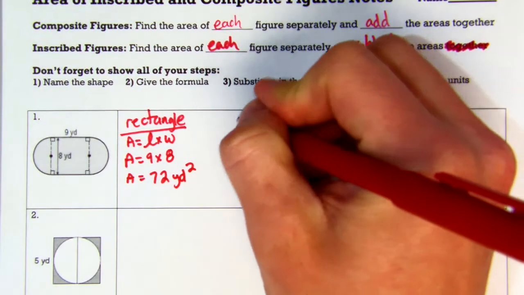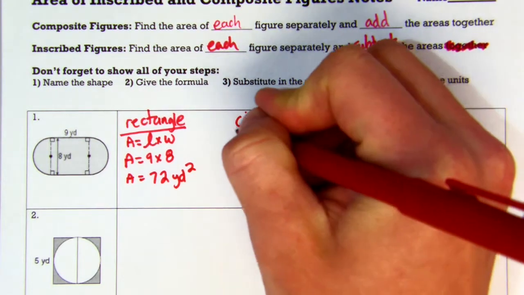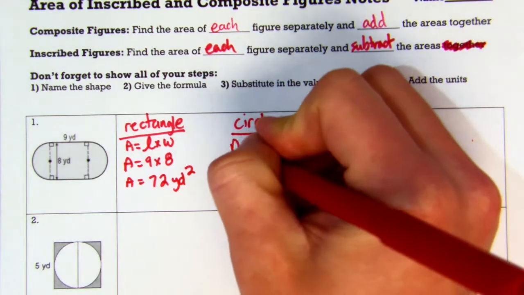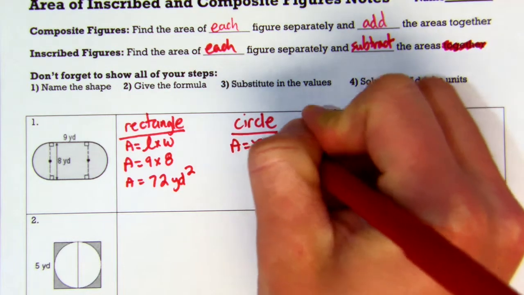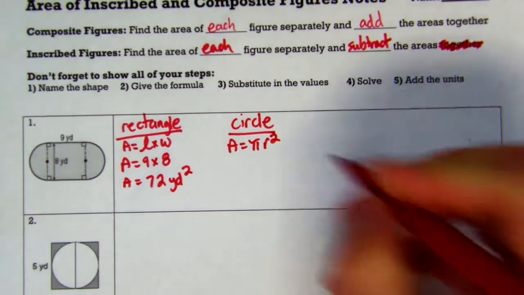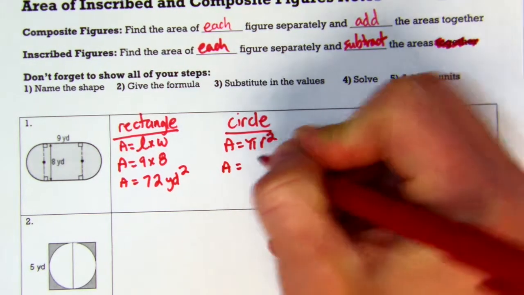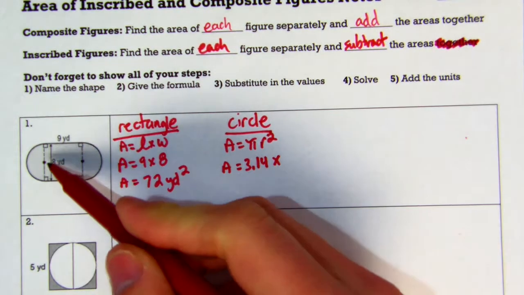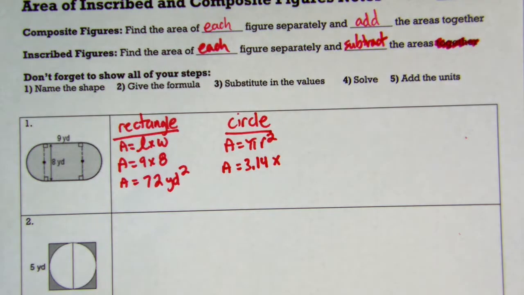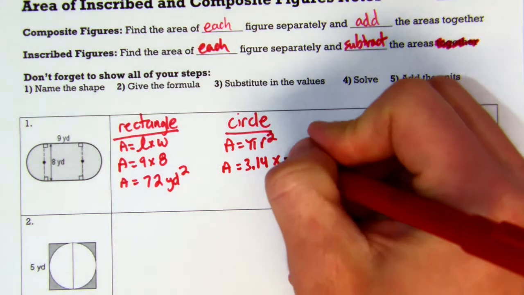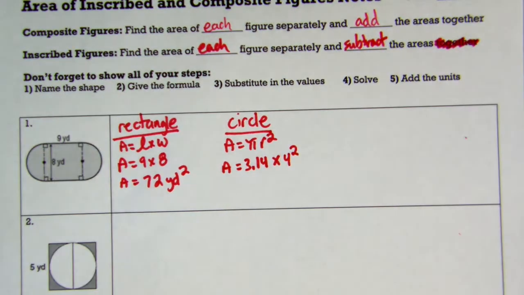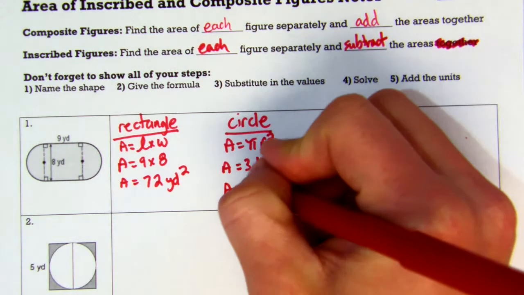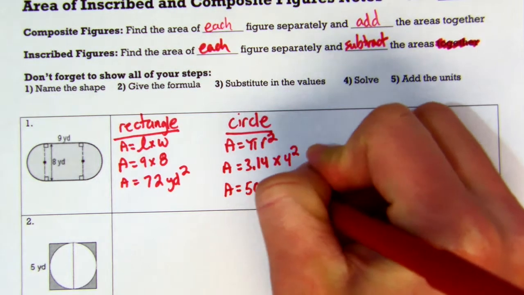Now I'm going to find my circle area. My formula for my circle is area is equal to pi r squared, or radius squared. So its area is going to equal 3.14 times my radius. Like I said, I'm going to use 8 for the diameter. 4 is half of the diameter, so 4 is my radius, so times 4 squared. Plug that in the calculator, and I get an answer of 50.24 yards.